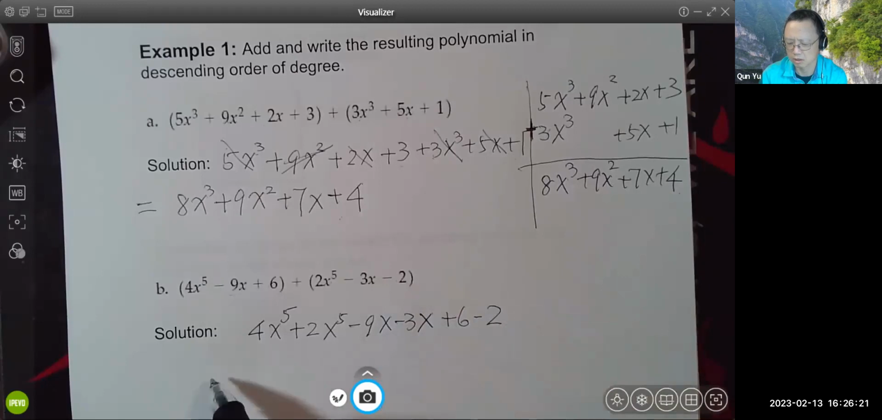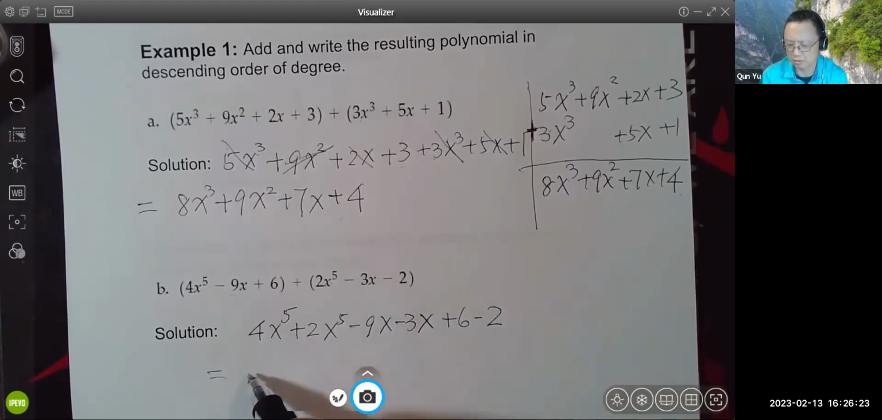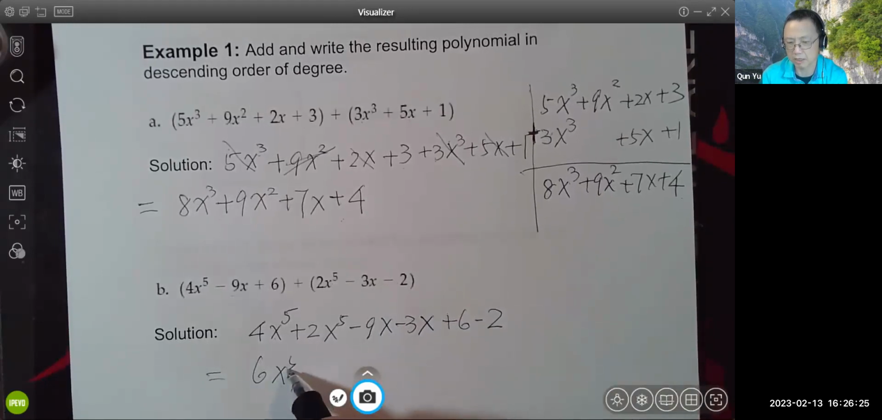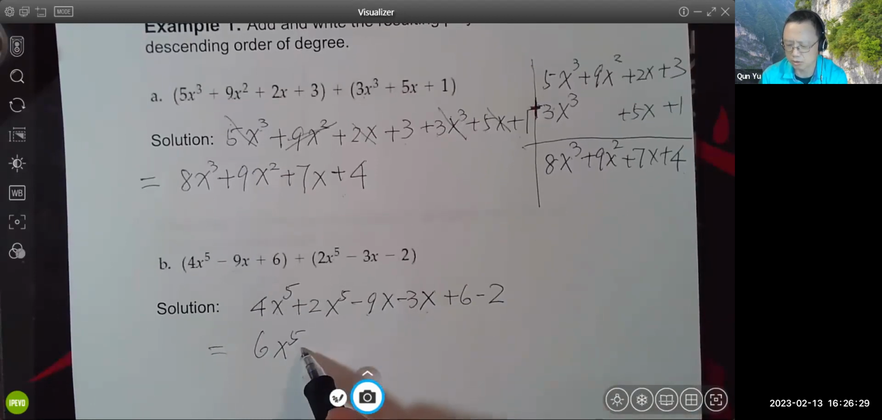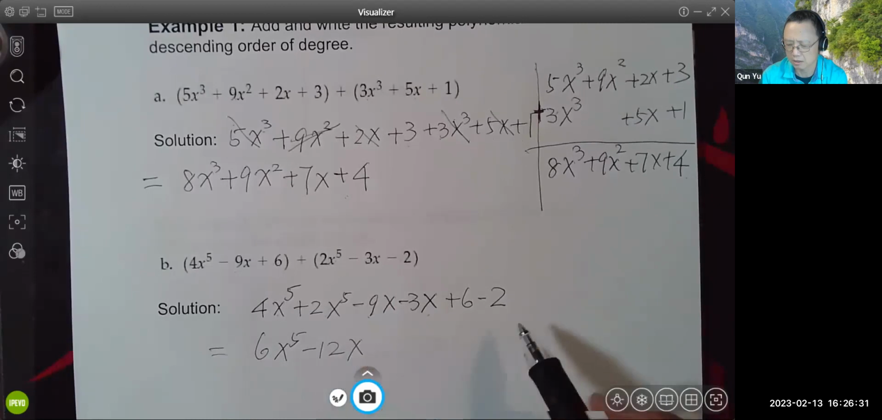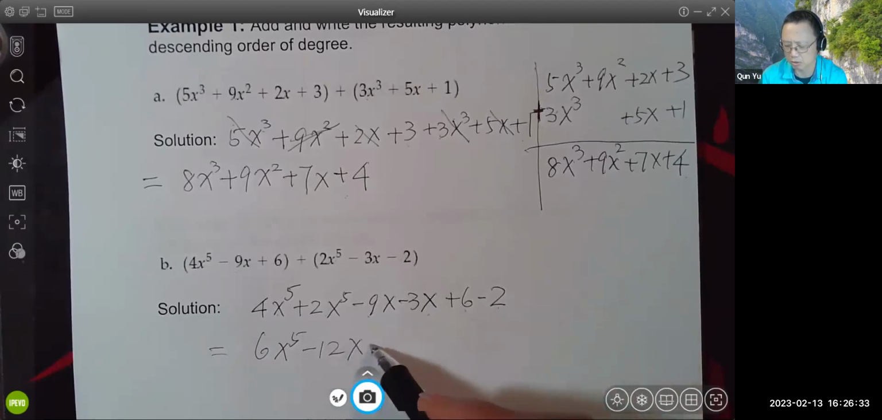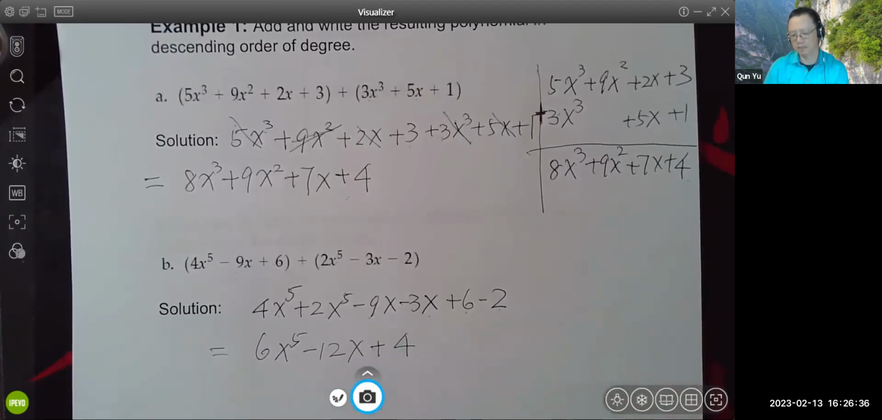So these two combine into 6x to the 5th power. And these two x terms combine into negative 12x. These two constant terms combine into positive 4. So that's the final answer.